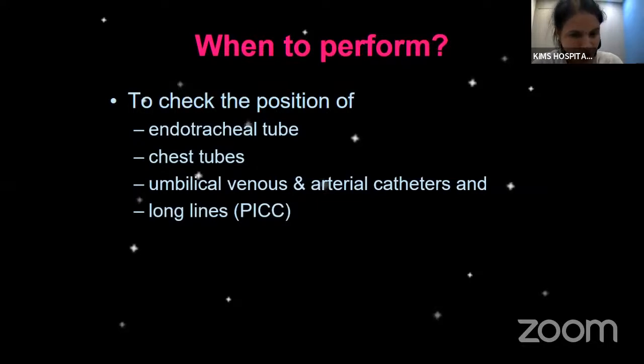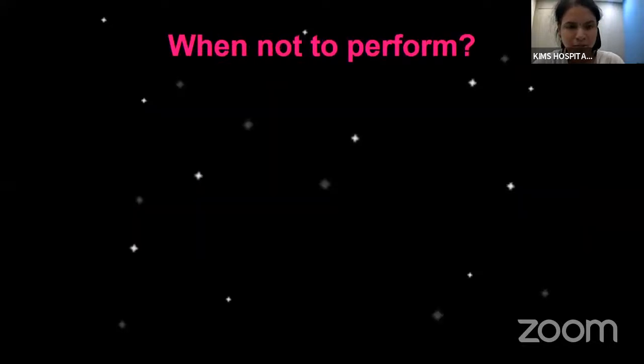Likewise, position of the intercostal drains, position of umbilical venous and arterial catheters need to be checked with an X-ray. Of course, immediate confirmation of these catheters, catheter tips, these days is often possible with a bedside ultrasound. Likewise, for the position of long lines such as peripherally inserted central catheters.